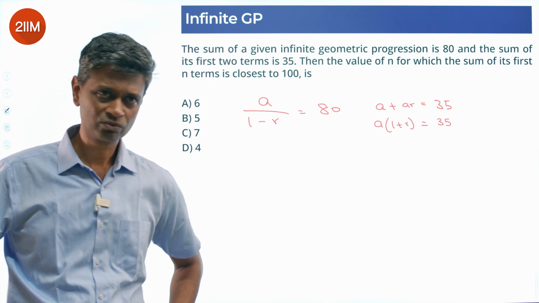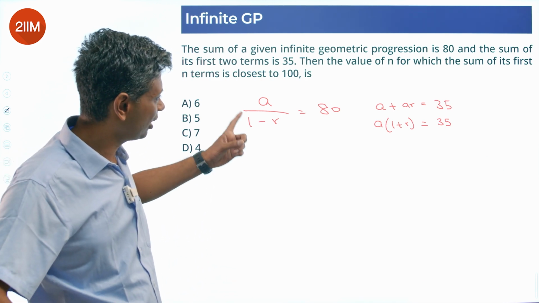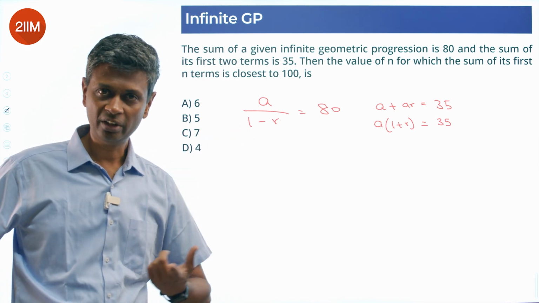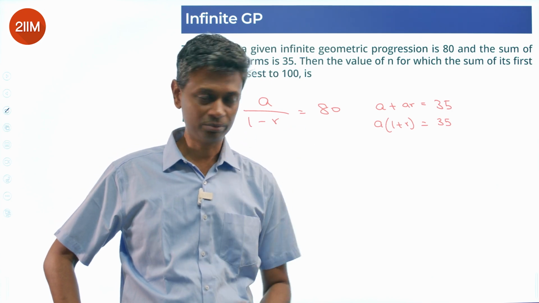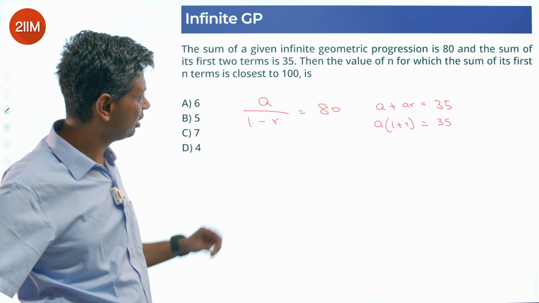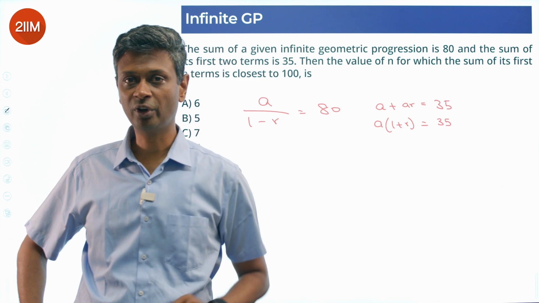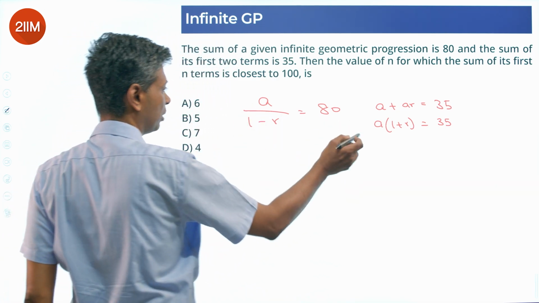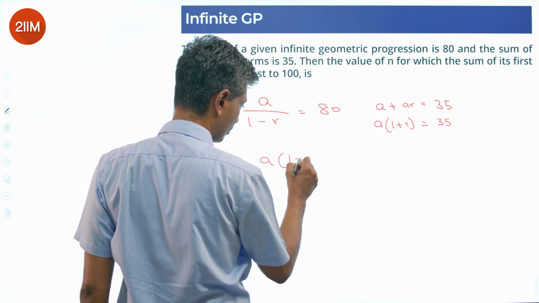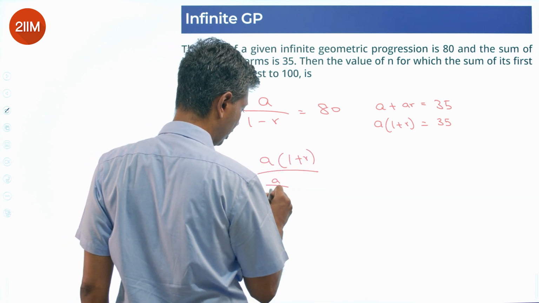and getting a and r. We can think of this as a plus ar square plus ar cube, all of that. Starting with ar square, we can find the remaining sum and then do something. Or we can divide this by that. a will disappear. Deal with r and then go from there. I'm going to divide this by this: a into 1 plus r divided by a by 1 minus r.